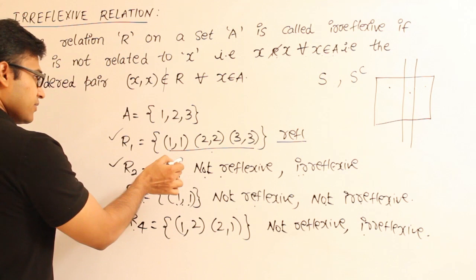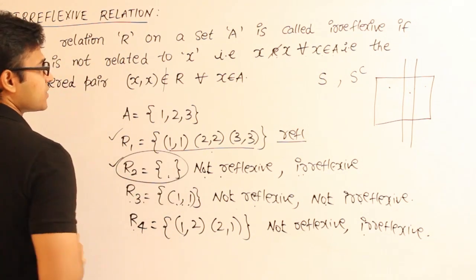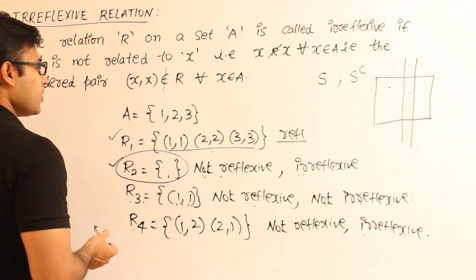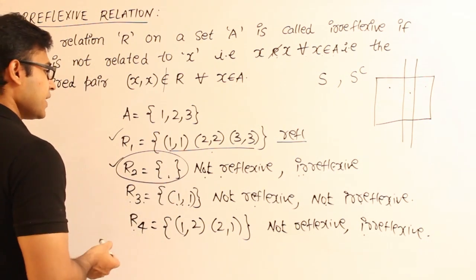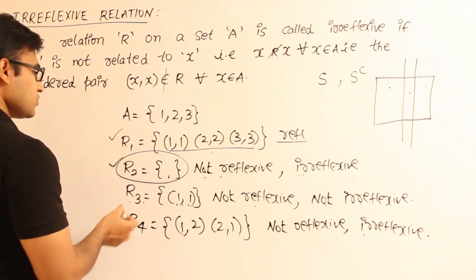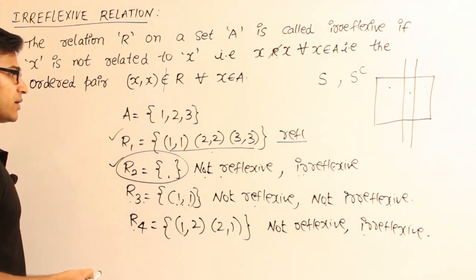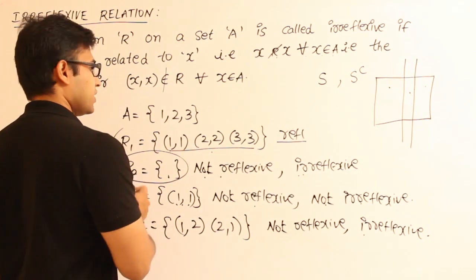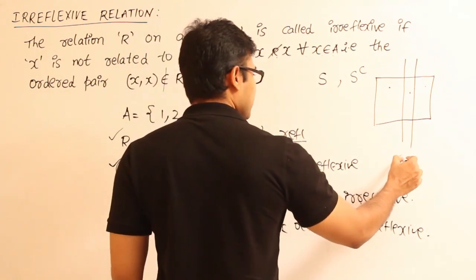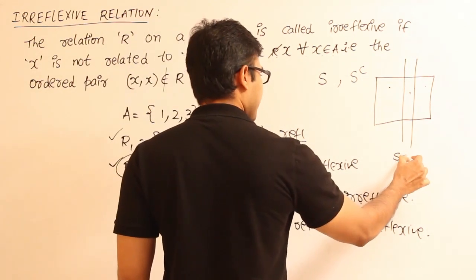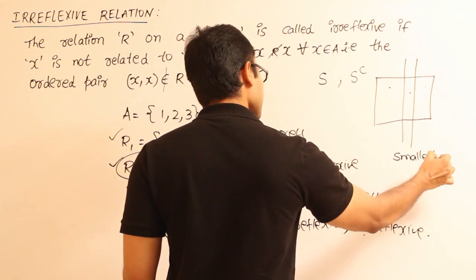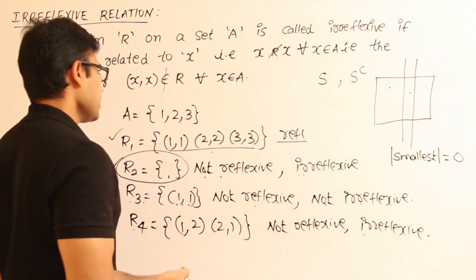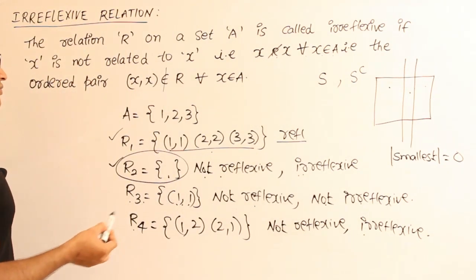If you see, this is the smallest relation which is irreflexive. Why? It is the empty set and it does not contain anything, any ordered pair, therefore it does not contain any diagonal element, and so it is irreflexive. So what is the minimum cardinality of an irreflexive set? The minimum cardinality is going to be 0, isn't it? The smallest relation which is irreflexive is going to contain 0 ordered pairs. Now what is the largest relation which is irreflexive?